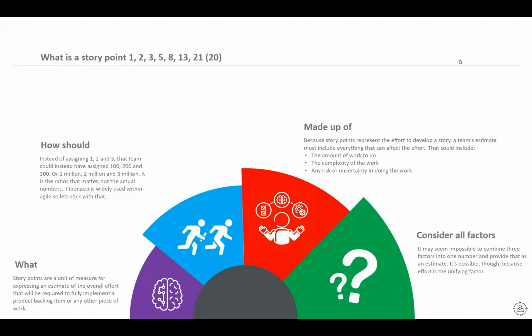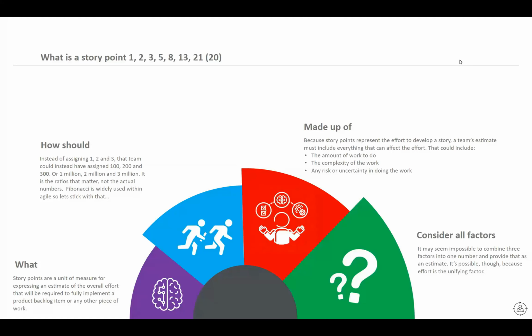Things to consider on all the factors. It does seem like a problematic task, actually, when you think about it. How am I going to combine all these things? How are all these people going to come together? But actually, it is possible, because effort is a unifying factor, and that's the thing that we need to look at. And unfortunately, hours don't give you that. They don't give you that unifying factor. So story points allow for that unified work to come together.